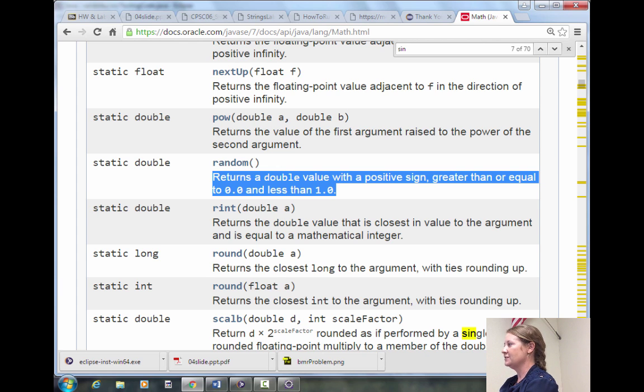Okay? So we use random a lot. You use random in programming. So it's worth it to figure out how this random works. Because all programming languages have a random method or function. And most of them have a random method that works very similar to the Java random function in this math library. Okay?